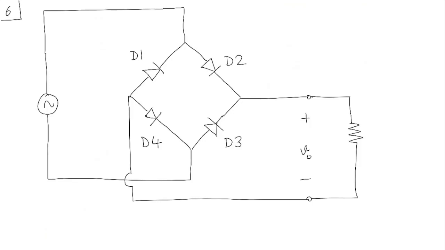Okay, in this video, let's look at problem 6. The circuit is shown on the screen. We can use the ideal diode model in this circuit. What we can do is say, let's say this voltage is positive. This is a changing voltage, and let's say we are in a positive half cycle of your sine wave.